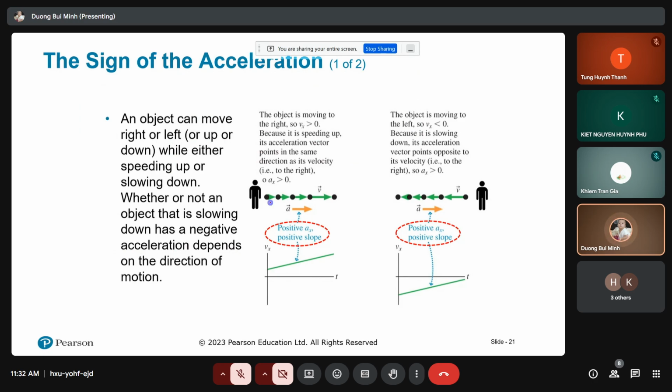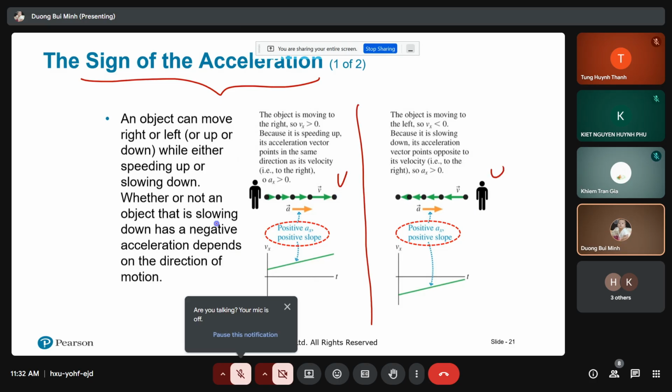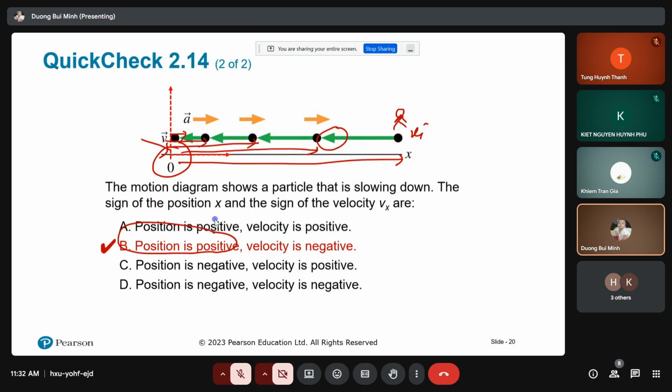Okay. So look at this one. We consider the size of acceleration. How about the comparison between this case and this case? Any questions? The last multiple choice questions. Okay.